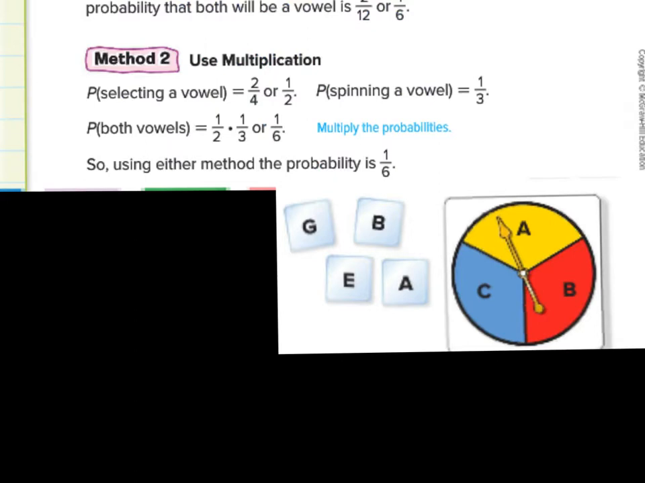We could also use a different method where we multiply the probabilities of each event. For example, probability of selecting a vowel with the tiles: we have 2 vowels out of 4, or a half. Half the time when we use the tiles, we will get a vowel, correct? And for the spinner, the probability of spinning a vowel is 1 in 3. Here's a vowel, and the other 2 are consonants, so 1 out of 3. So what we really have is a half times a third, which equals 1/6. So using either method, the probability is 1/6.